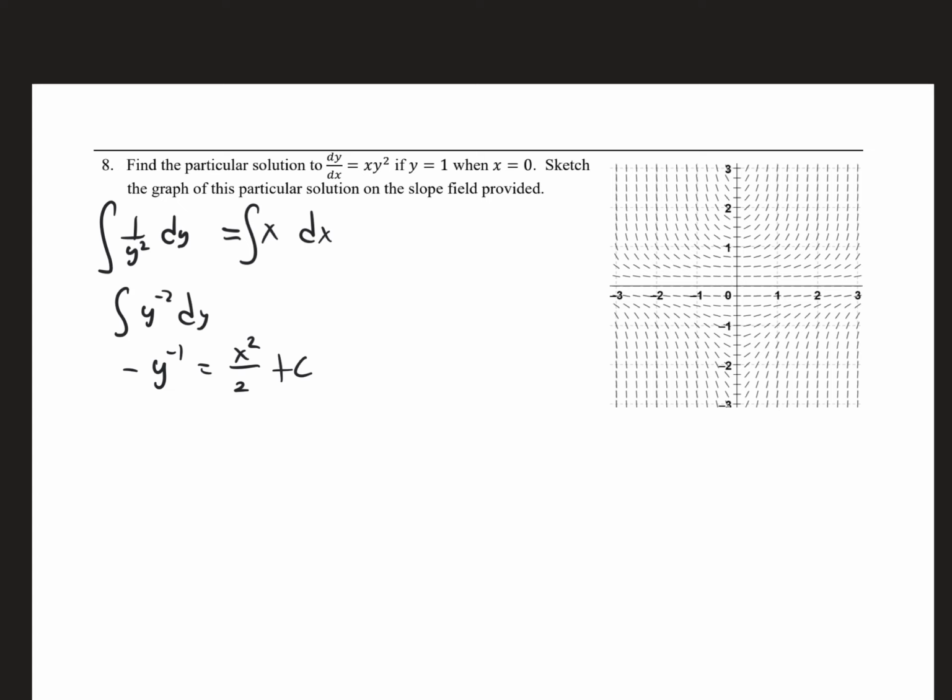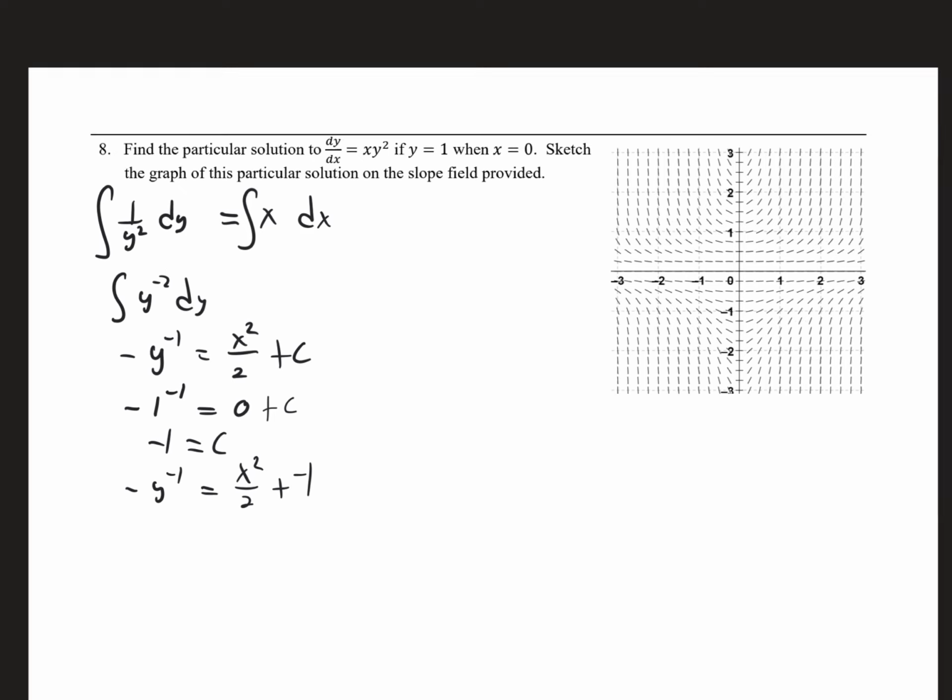Now I usually go ahead and solve for c at this point rather than getting y by itself. I feel like there's less algebra to do that way. So this would be negative 1 to the negative 1 equals 0 plus c. Well, negative 1 to the negative 1 is just negative 1, and that equals c. So it turns out that my equation is negative y to the negative 1 equals x squared over 2 plus negative 1.